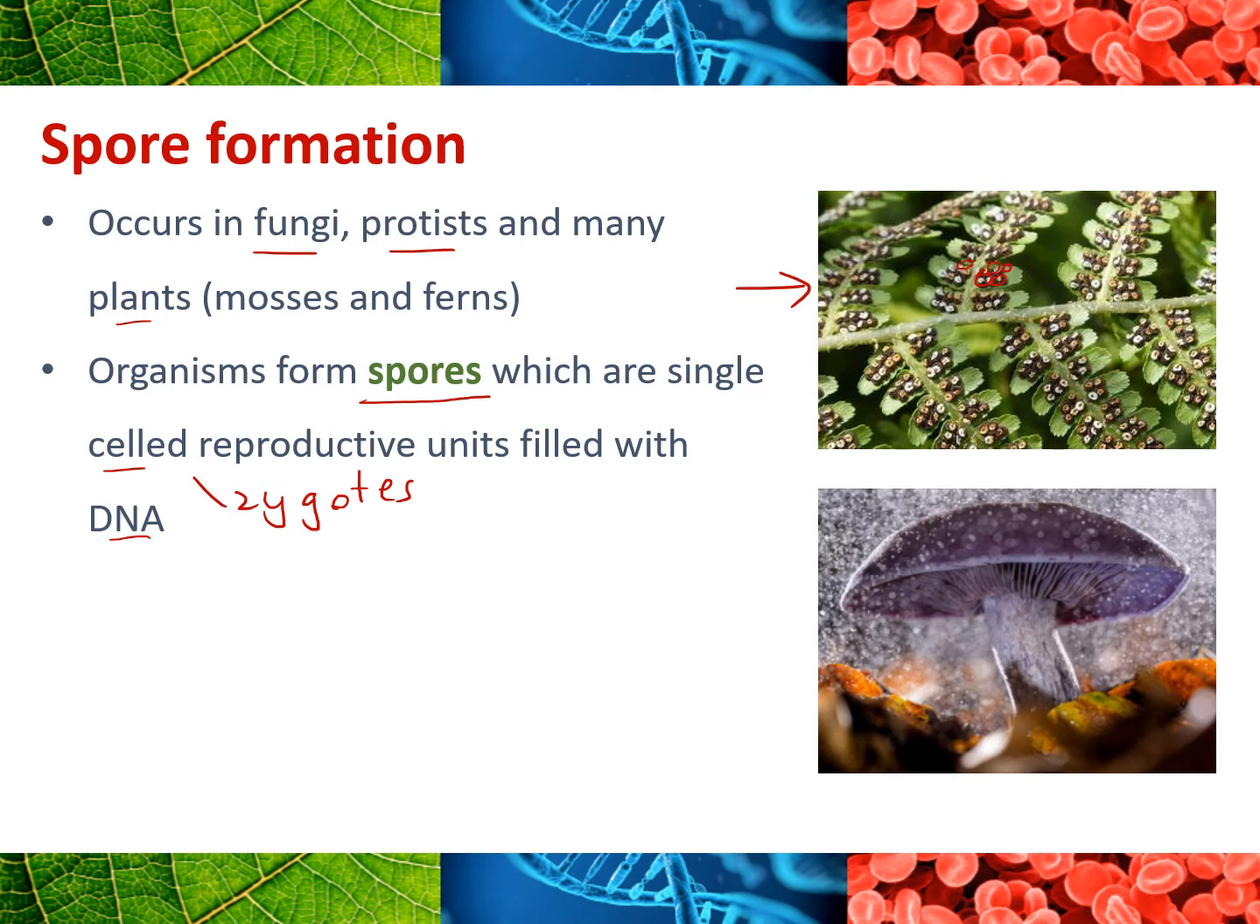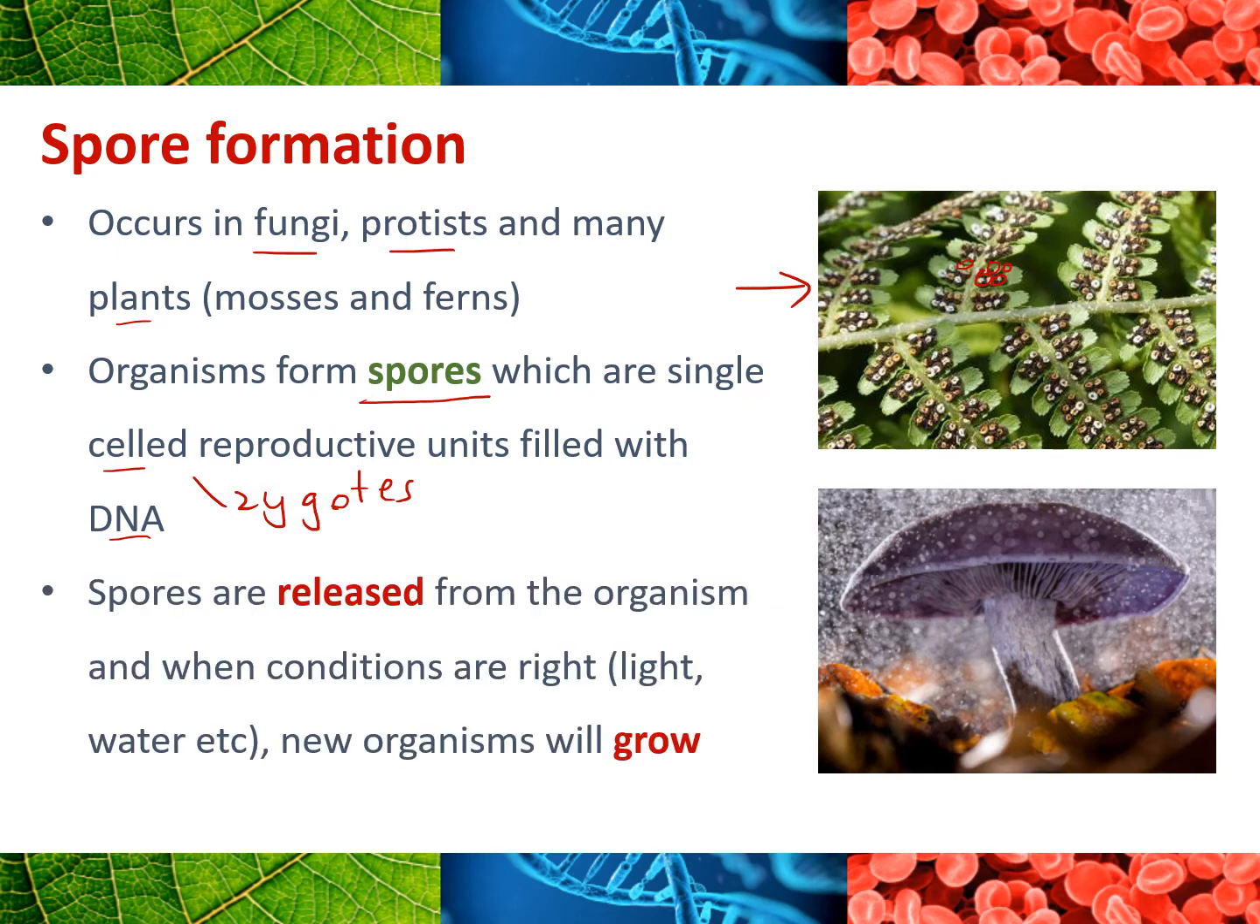spores. They're still attached to the plant at this stage, but then what will happen is the spores get released from the organism, and then they will go and settle somewhere else. So they'll drop to the ground and settle on the soil. And then when the right conditions are there, so the right amount of light, the right water, and the right temperature, the new organism will grow.